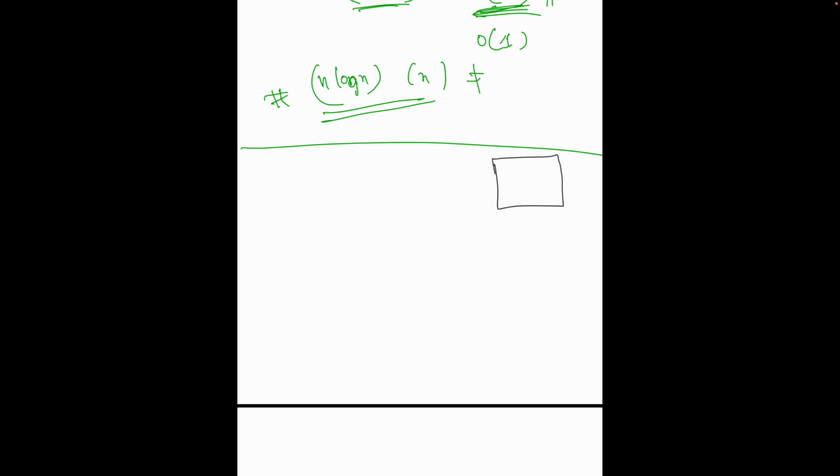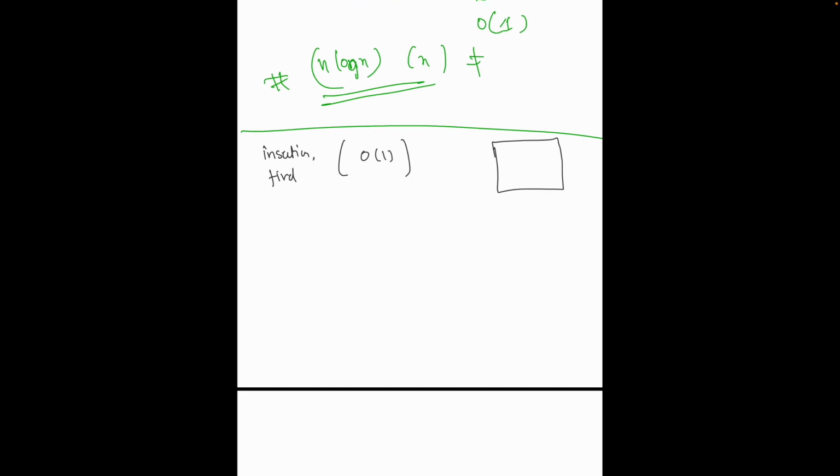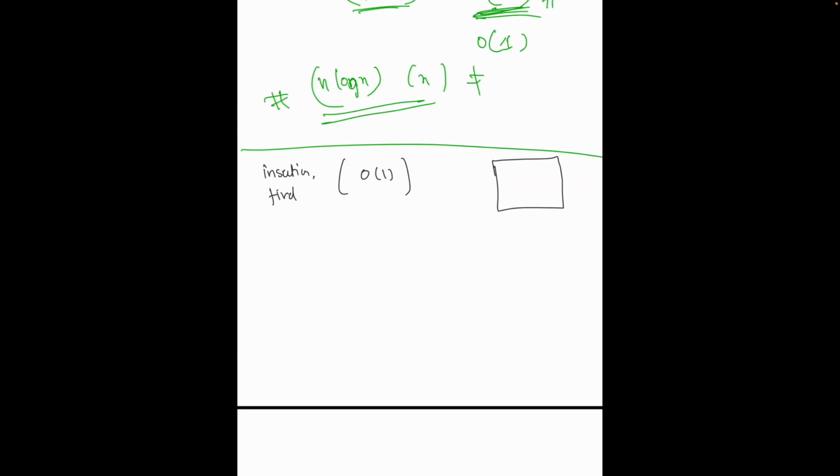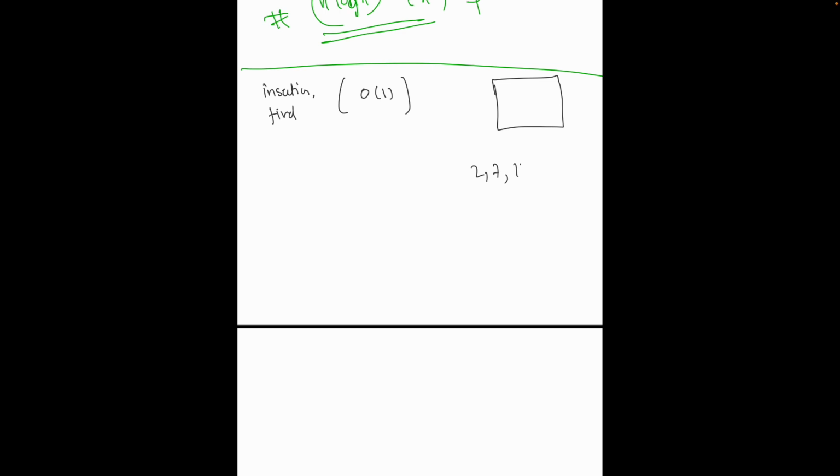Hash map insertion and find are big O of 1 time in a hash map. So what my code is going to do is iterate through this array, 2, 7, 11, 5, only once. And while I iterate, I'll keep pushing these values into the map.